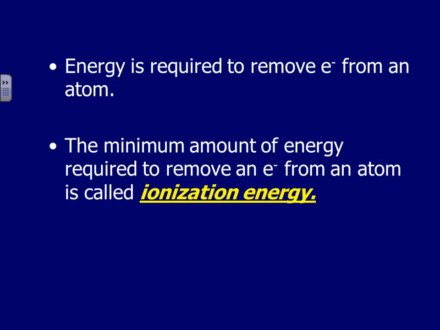A little introduction to what we're going to be talking about for the rest of the week. When you take an electron off of an atom, it requires energy. The minimum amount of energy to remove an electron from an atom is called the ionization energy, to form the ion, hence ionization, and it takes some energy.